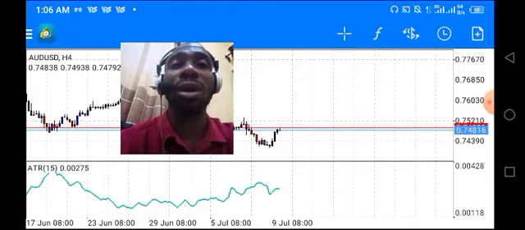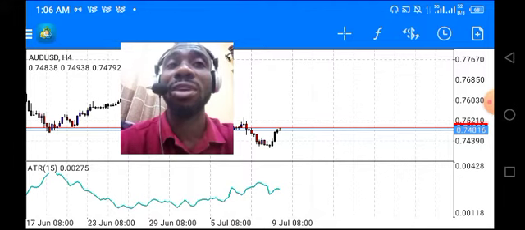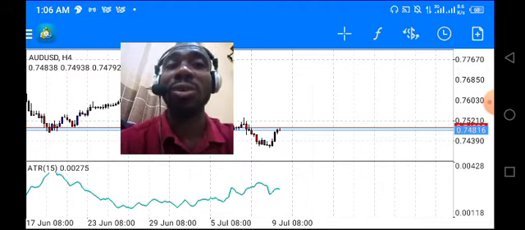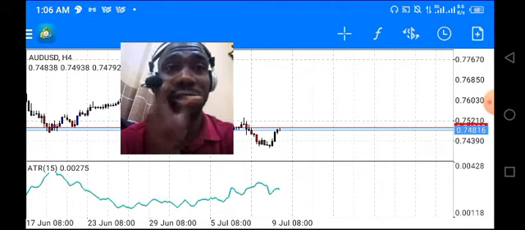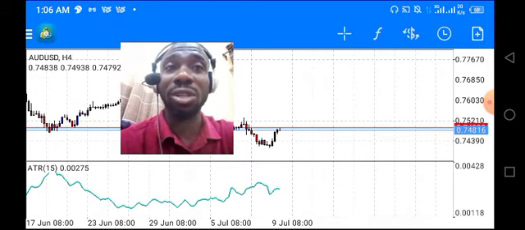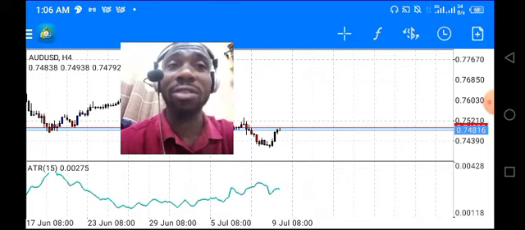Okay, so the first pair we'll be looking at is Australian dollar USD. I also want to sound a note of warning. If you're not an experienced trader, if you don't have a strategy that you trade with, please do not execute this setup. I assume you are an experienced trader. You understand the risk involved in trading. You know the appropriate lot size to apply on every trade you execute in the market, and you have a strategy that you're trading with.